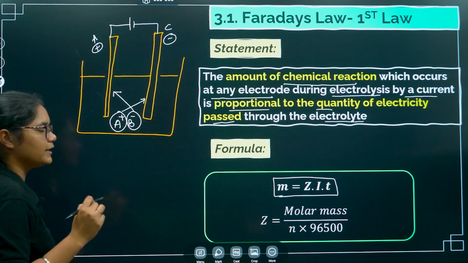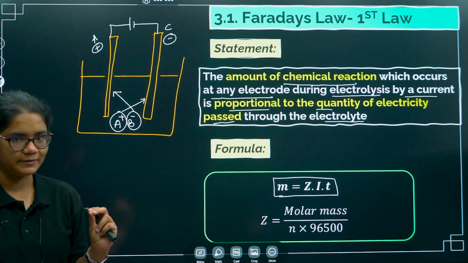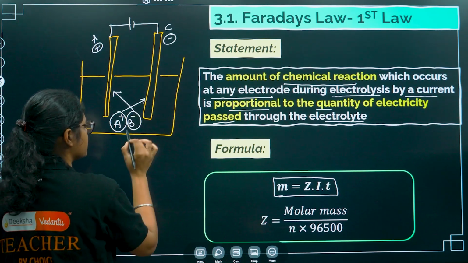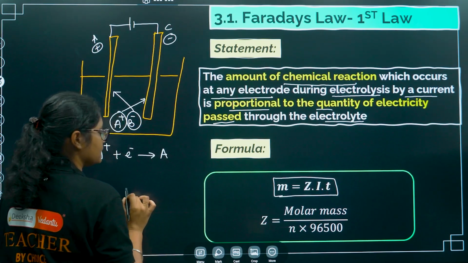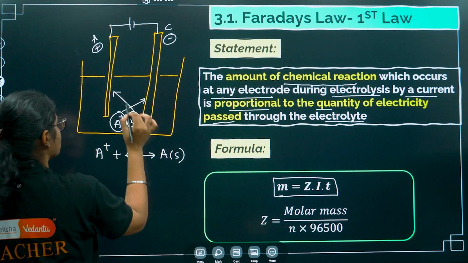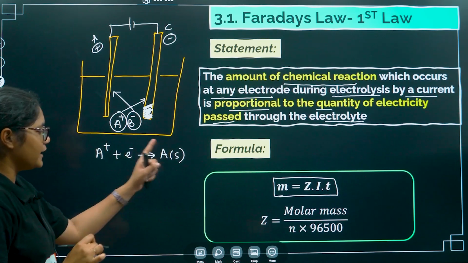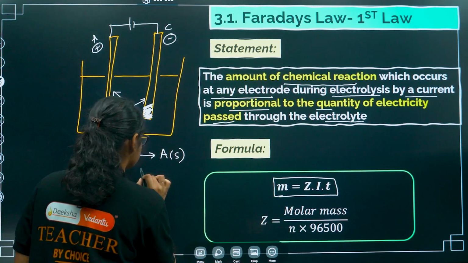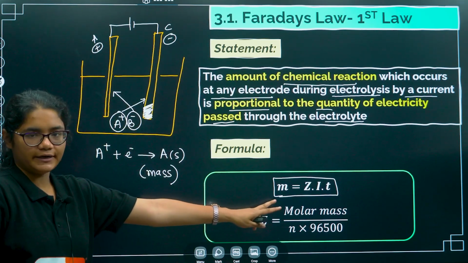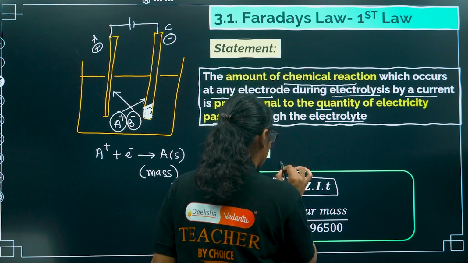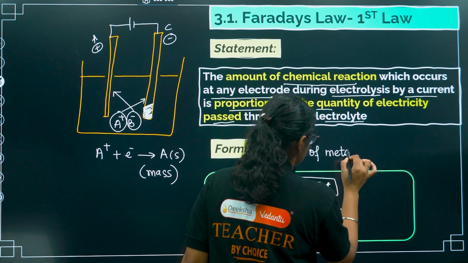Always remember, at the cathode reduction takes place and at the anode oxidation takes place. So here there will be reduction: this A plus will gain an electron and convert to A, solid. This A will deposit here. This is the M that we are calculating here, the mass of A deposited. So M is the mass of metal deposited.